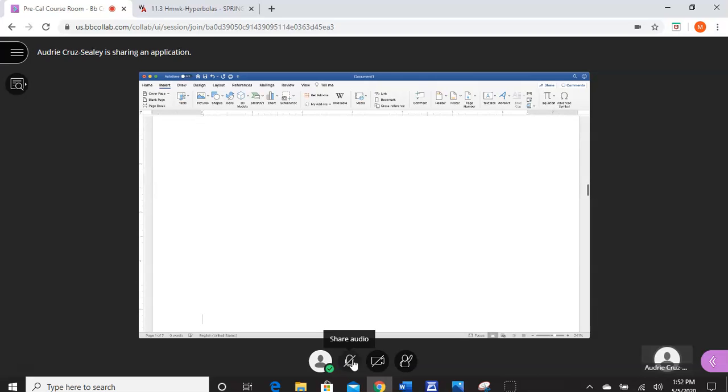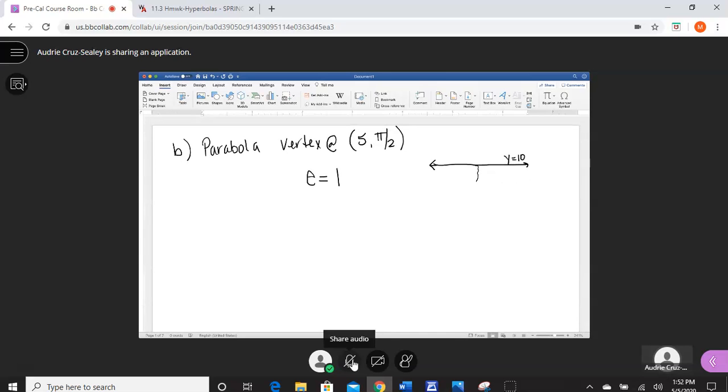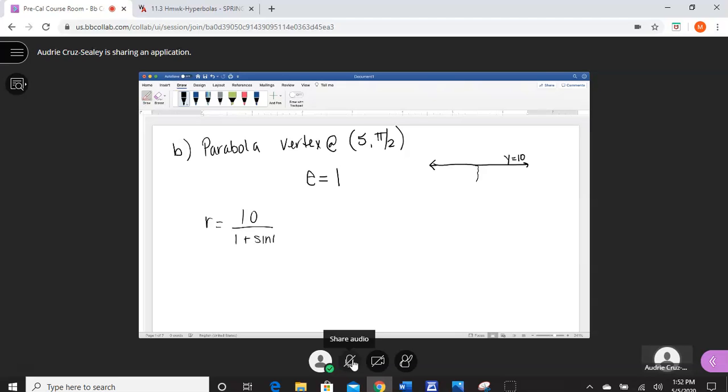Go ahead and you write it. What's happening? I must have pushed something. Okay. So what do you get? 10 over 1 plus sine theta. Looks good to me. Good job. Any questions?